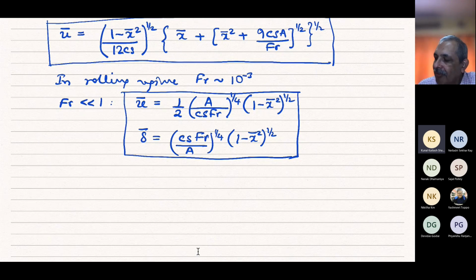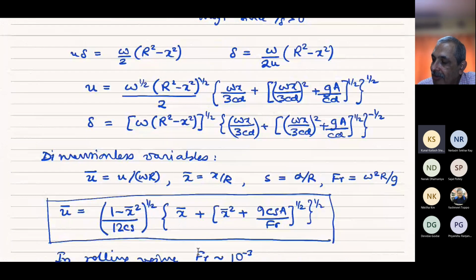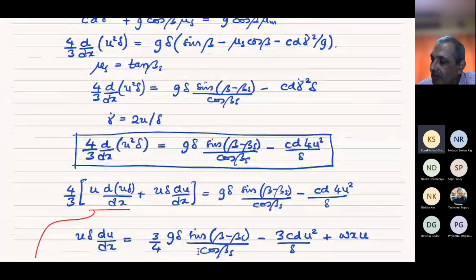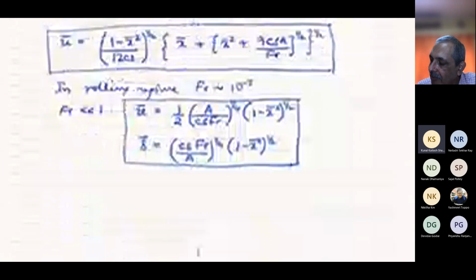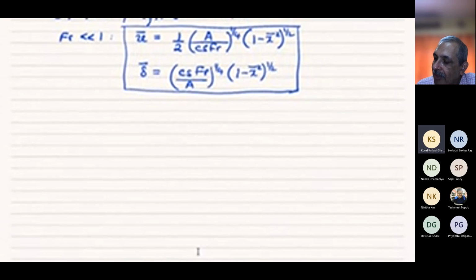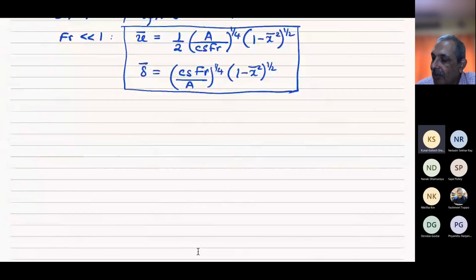And if you multiply both of these together, then of course u bar into delta bar should give you just a parabola, which we have found earlier. So you just get r squared minus x squared, but in dimensionless form, if you multiply these together, you will just get half of 1 minus x bar squared. Okay.